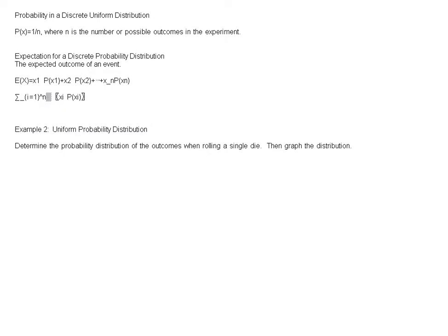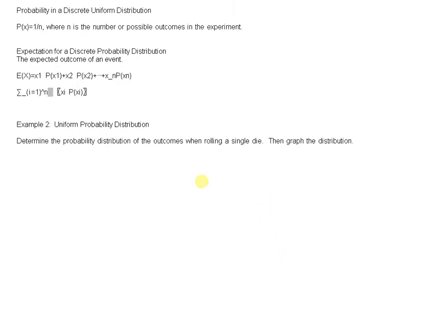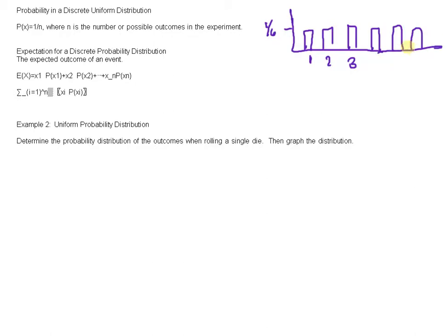Okay, probability in a discrete uniform distribution. What this means is when you have a distribution and all the probabilities are the same. So the probability of 1, say for example rolling a die, is going to be 1/6. Rolling a 1 and rolling a 2, it's going to be 1/6, and rolling a 3, right? And 4, 5, 6. So all of these probabilities are going to be the same.